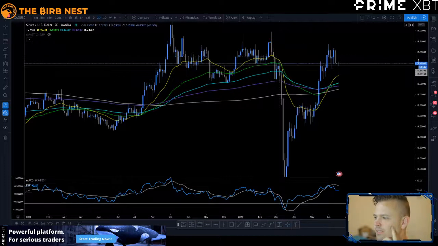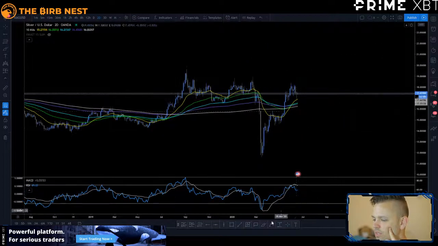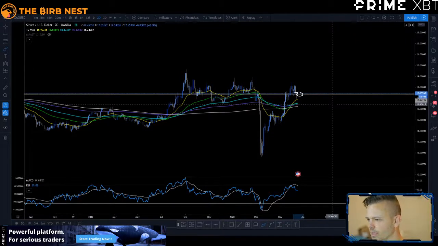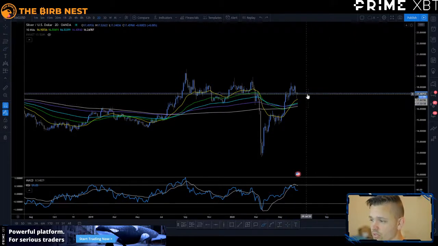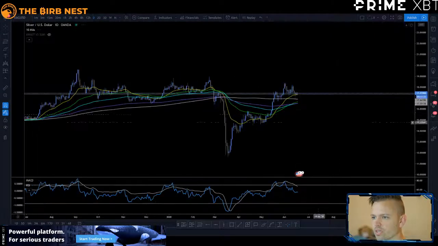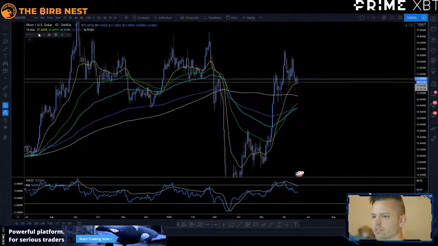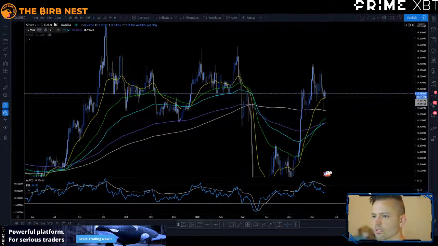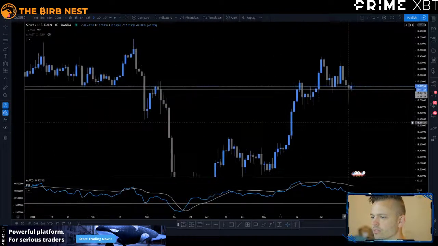Silver, as long as it holds this area that I've marked out on the weekly, is looking quite strong, but we need to bounce. If we lose this level, it's looking weak, and we are most likely going lower. The 21 EMA on the daily is confluent with this lower part.